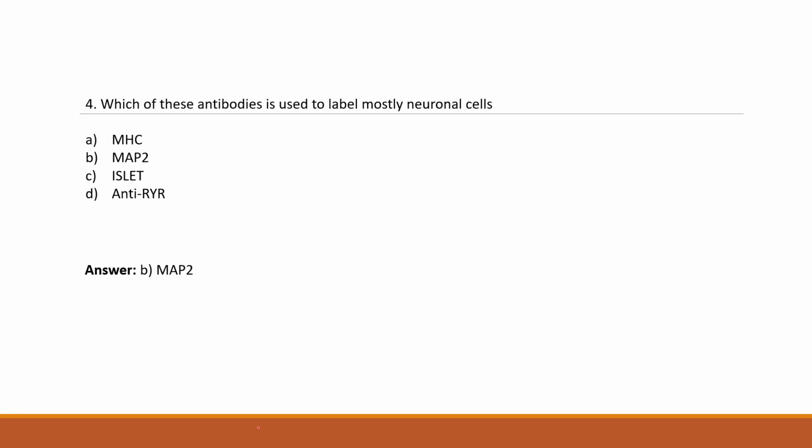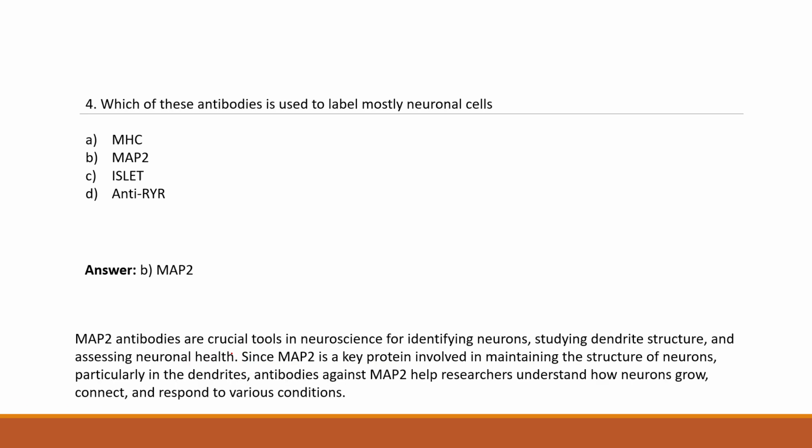MAP2 means microtubule associated proteins, so these help in your cytoskeleton. MAP2 antibodies bind to your MAP2 protein. They are crucial tools in neuroscience for identifying your neurons. These are very important because they are specific to your neurons. So they help in easily identifying your neurons from a mixture of cells, or if you have just dissected out a tissue and you're checking which cell is what, then MAP2 is very specific to your neurons, so it is helpful in identifying your neuronal cells.